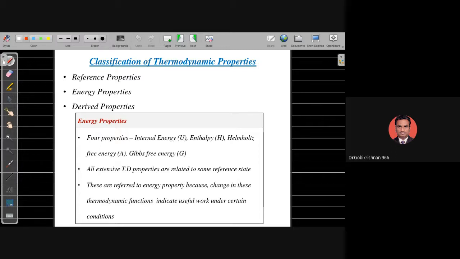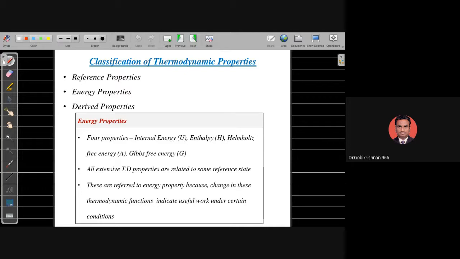The next comes the energy properties. Four different energy properties are there: internal energy, enthalpy, Helmholtz free energy, and Gibbs free energy. The internal energy: if you take any atom or molecule, the atomic or subatomic particles like electrons and protons will not be idle. They will be moving here and there, and they will possess some rotational, translational, and vibrational energies. These energies are a function of temperature also. This energy is called internal energy. The internal energy can be measured with the help of temperature.